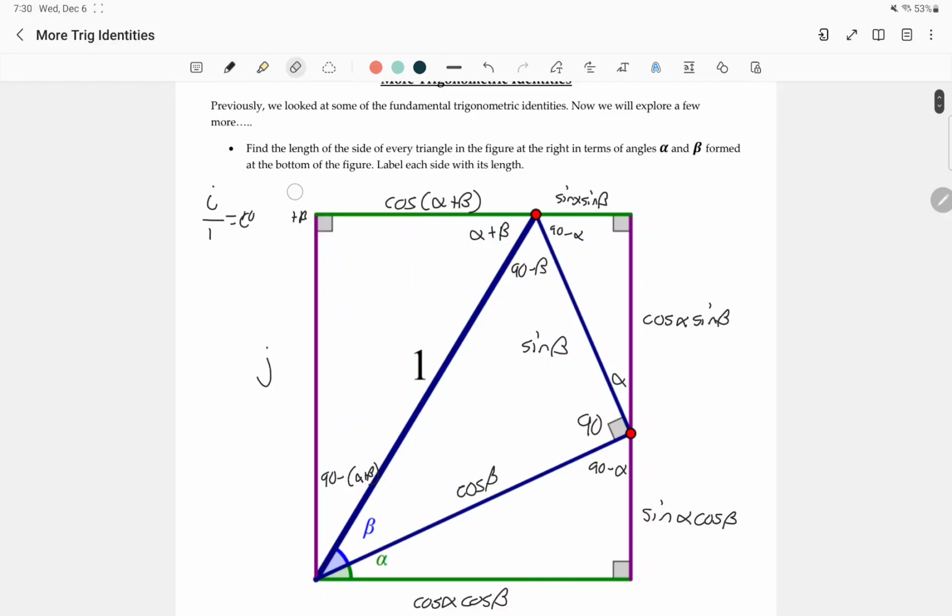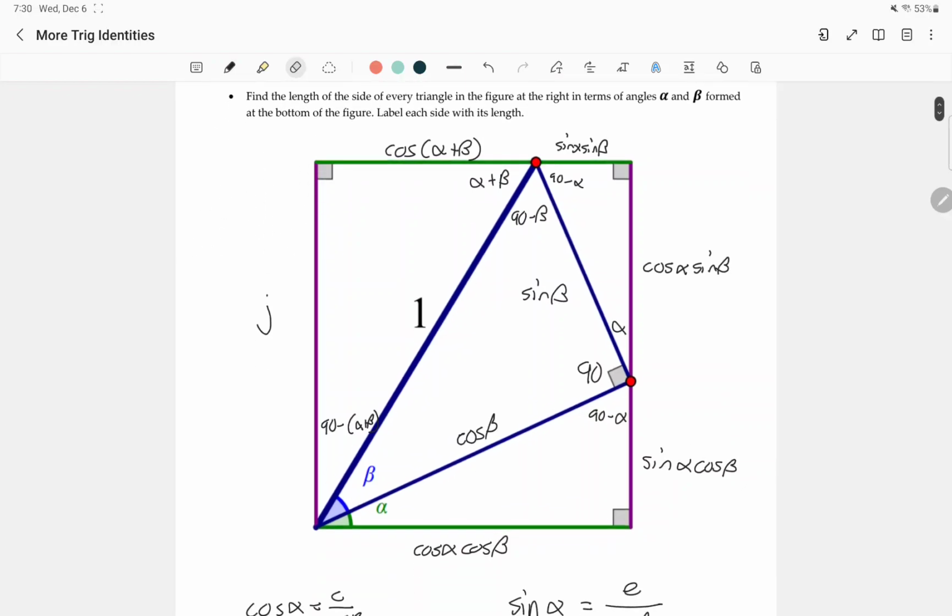And we're just going to erase this to make some more room. And then j in this case is really nice and easy. If we have j over 1, it's equal to sine of alpha plus beta. So we can just plug that in to get sine of alpha plus beta.